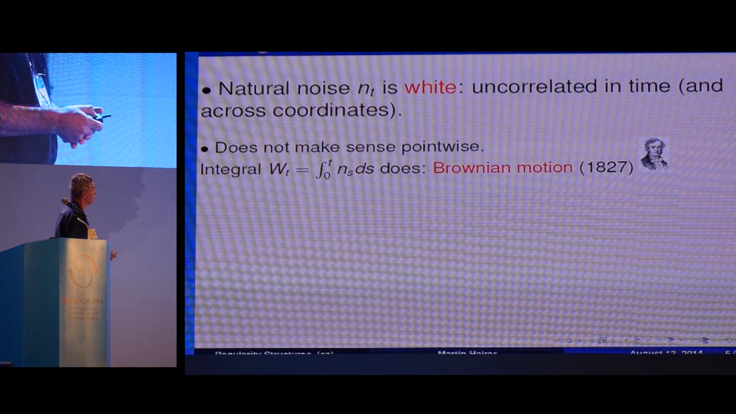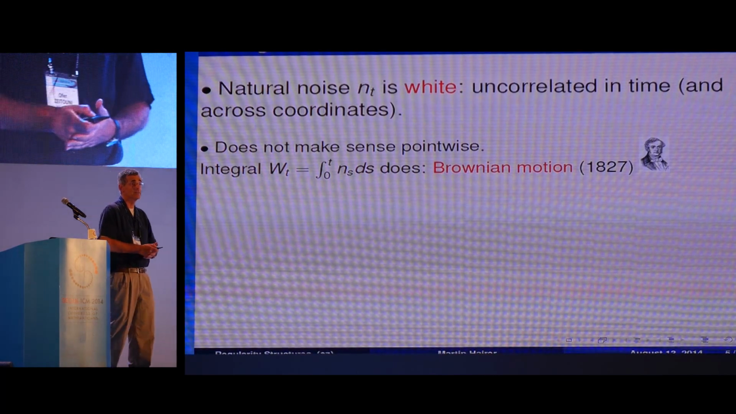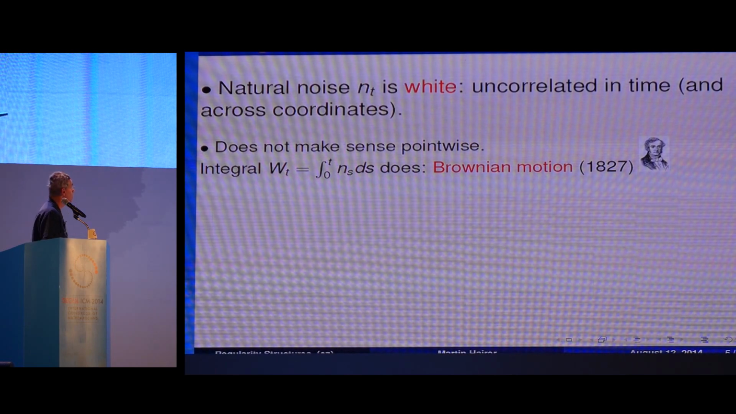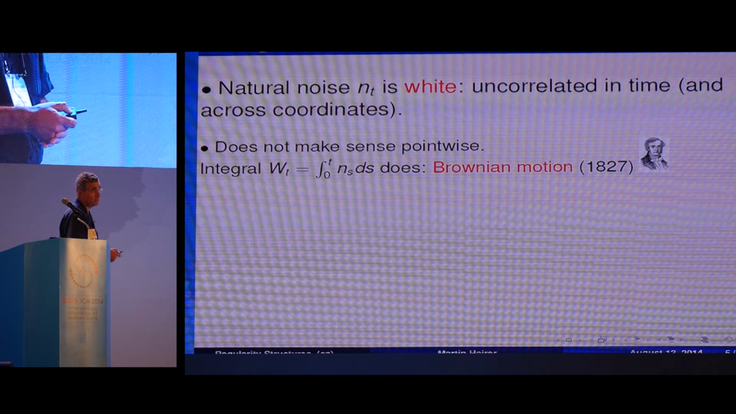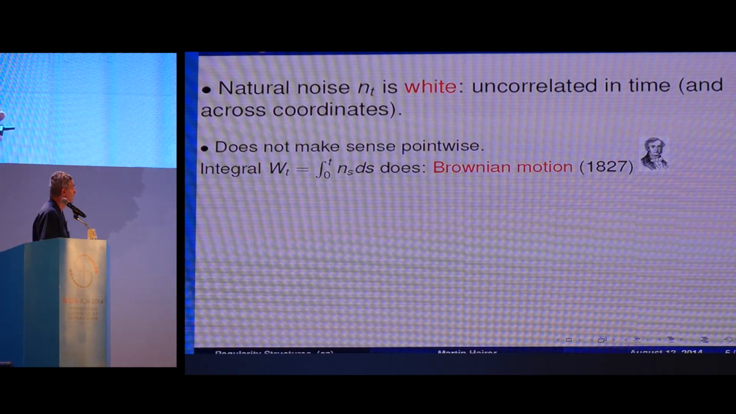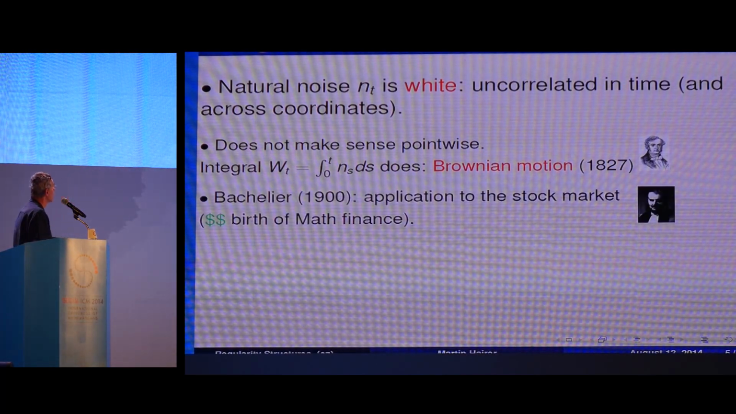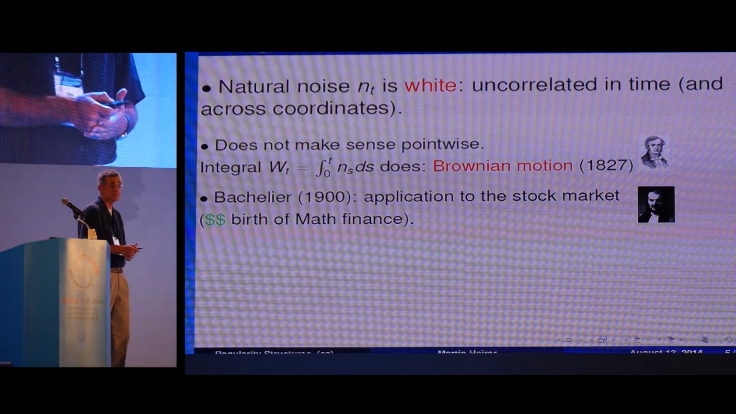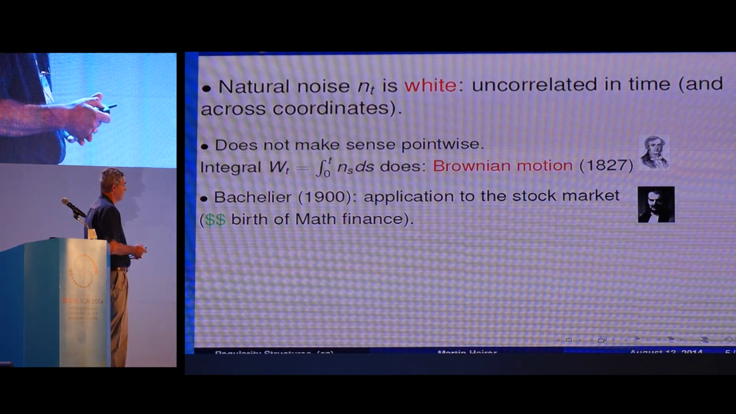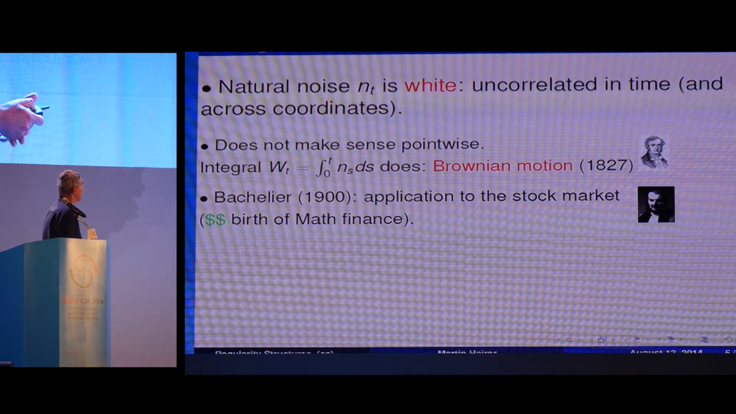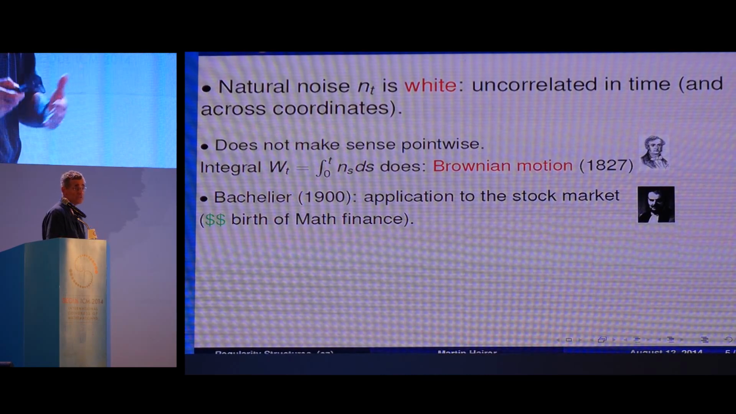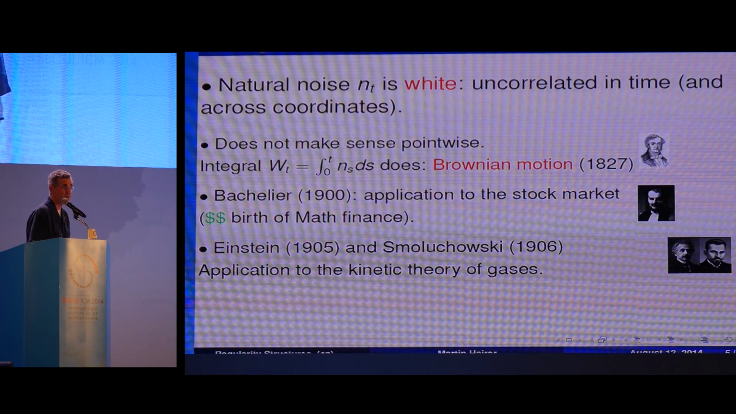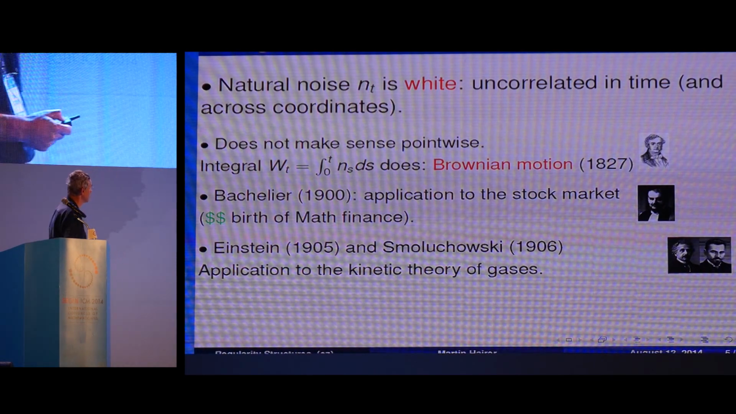However, the integral of such a process can be made rigorous. This was first done in a non-mathematical context by Brown, a botanist, who actually observed it in the motion of pollen. At the turn of the century, it was first applied to what is considered the beginning of financial math by Bachelier, so to the motion of the stock market.